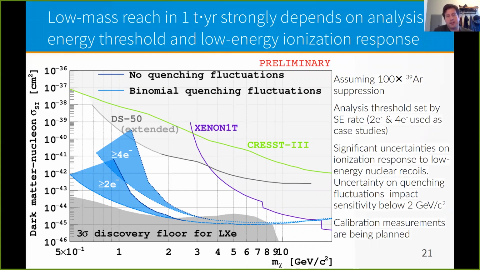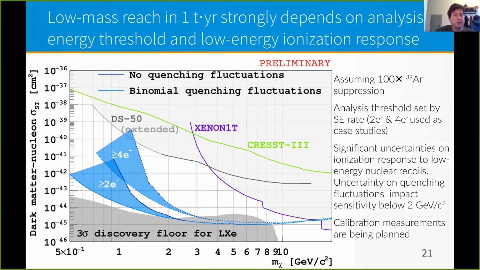These bands represent the uncertainty that we have in our quenching model. The dominant uncertainty in the quenching model that is not being profiled over, and therefore represented in this band, is the way that the fluctuations in the number of electrons produced vary as a function of energy. In particular, we can assume that there are no quenching fluctuations and the number of electrons produced is given by the mean quenching factor predicted by the model. Or we can assume that there are binomial fluctuations around that mean.